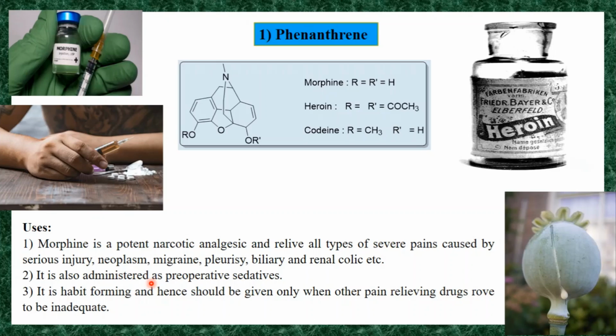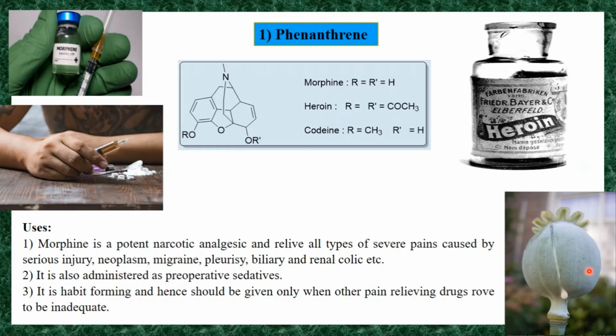Heroin is 5 to 10% more potent than morphine itself, and it is used by most narcotic drug addicts.